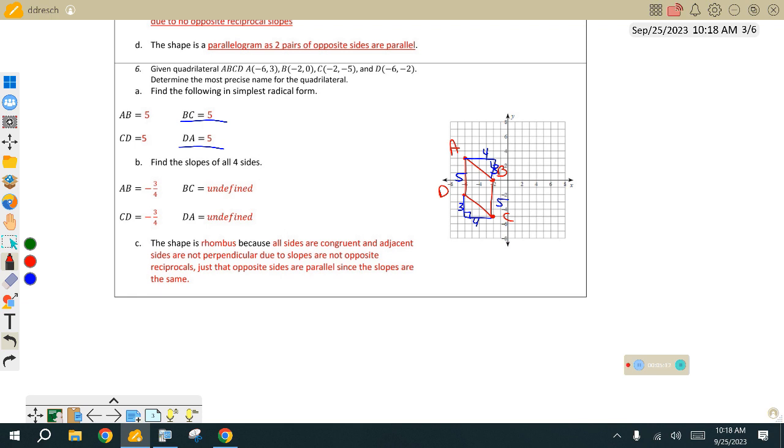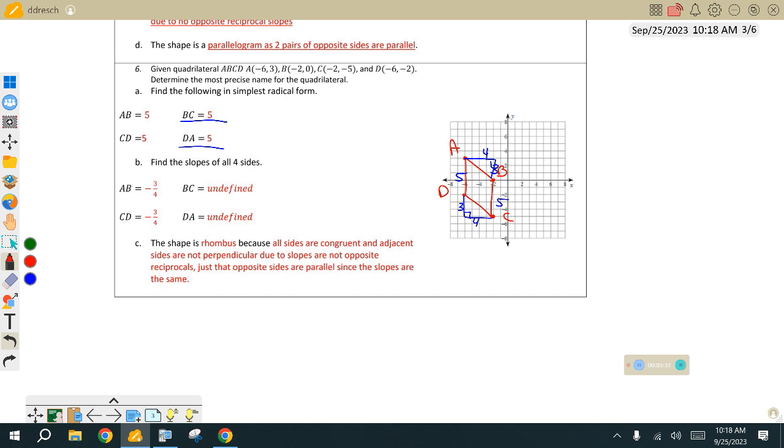And what shape gives me a 5, 5, 5 all around? It's either a rhombus or a square. Now, I got 5s going all around. I don't know if it's a rhombus or a square out of those two. Again, I don't know 100% sure. So I got to look at the slopes. And that's where I'm at now.